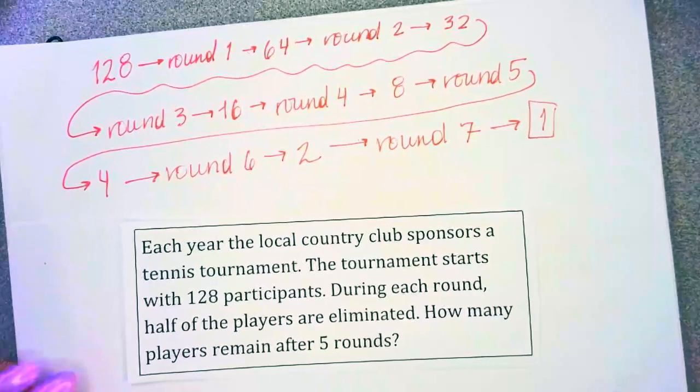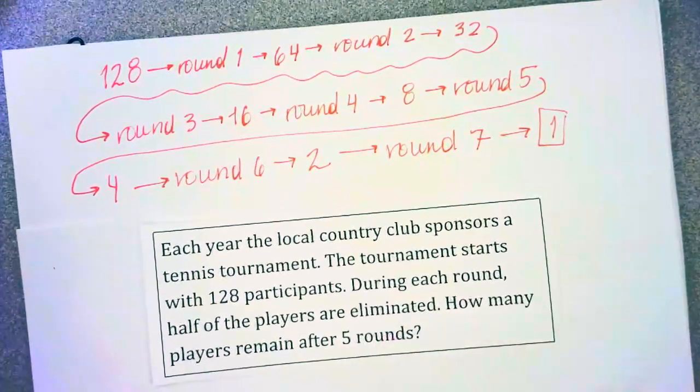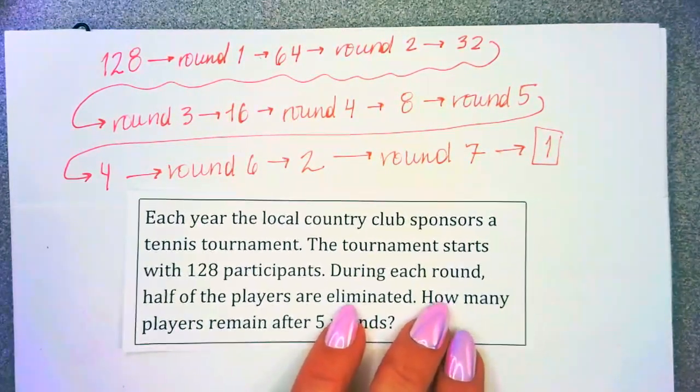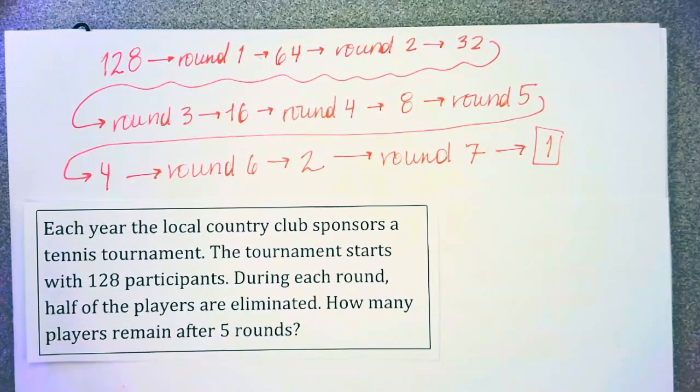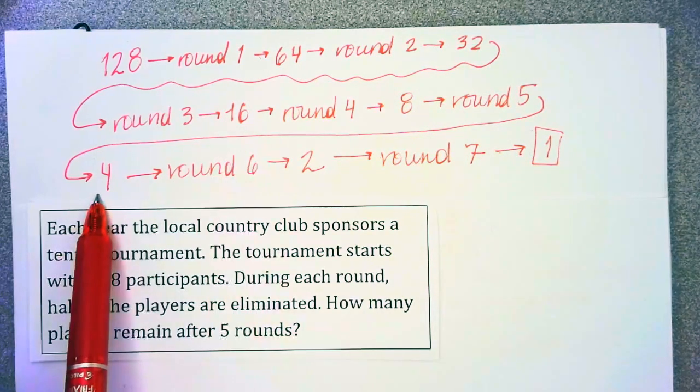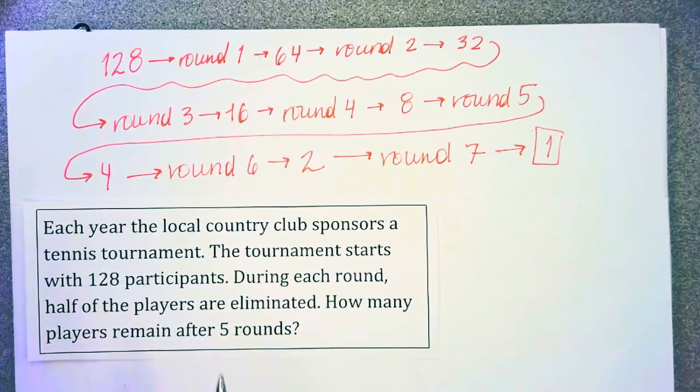Each year, the local country club sponsors a tennis tournament. The tournament starts with 128 participants. During each round, half of the players are eliminated. How many players remain after 5 rounds? We could still look at this problem the same way we did before and just say, okay, fine, there's 4 players left. However, we could also do a problem like this algebraically.